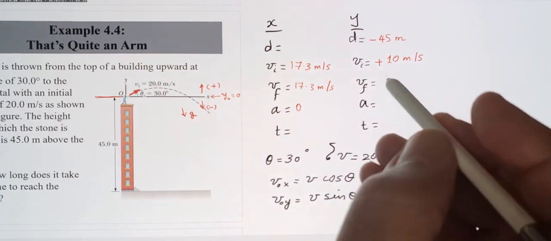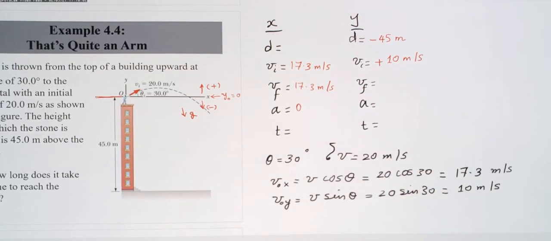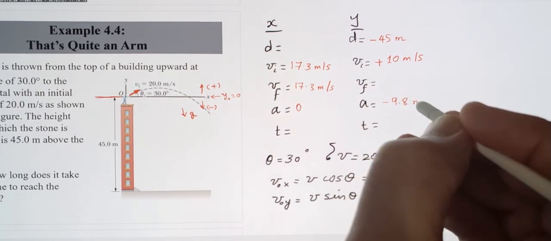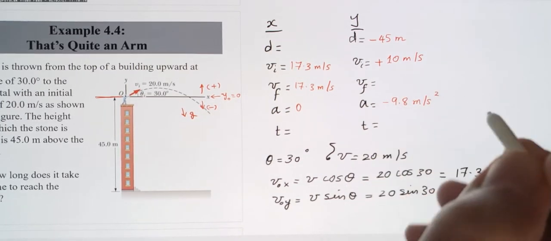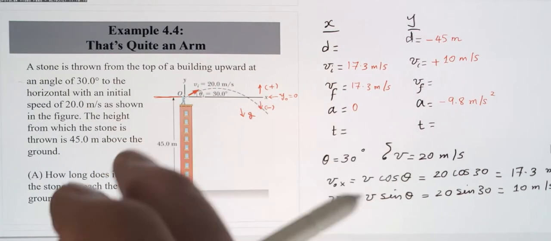V final, we need to calculate. What is g? Plus or negative? Yes, well done. It's minus 9.8 meters per second squared. And let us see if he asks us for the time. So let's see part 1.